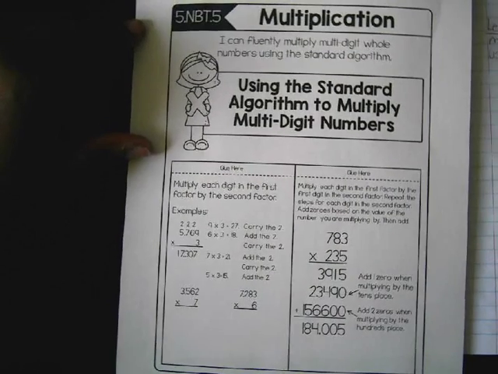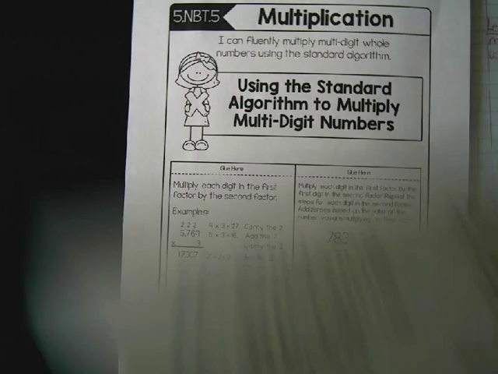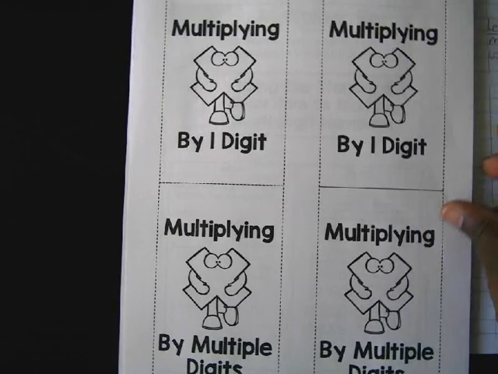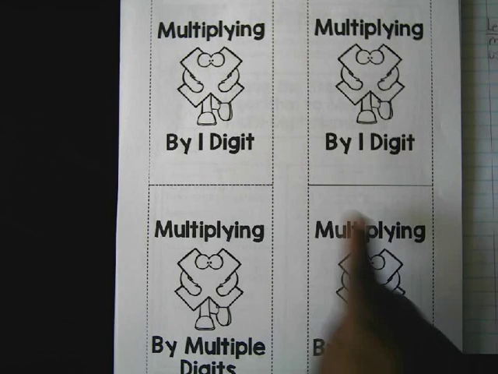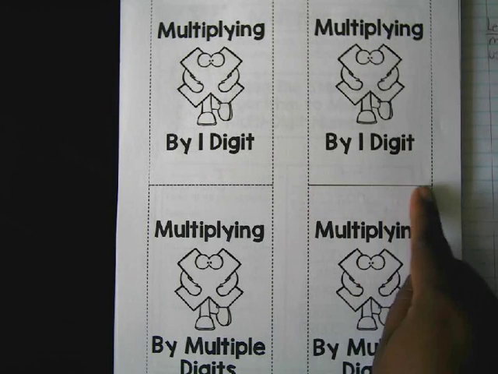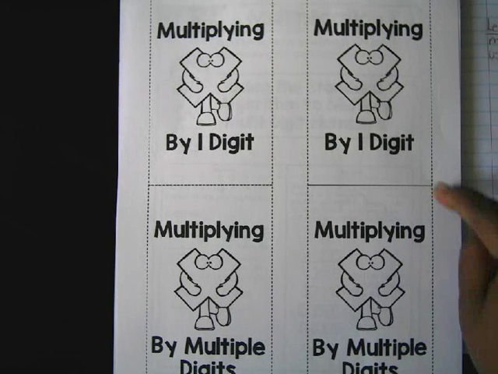Your second sheet should be this sheet right here, and you're going to cut along the dotted line. If you see a straight line that is not dotted, and it's a bold, solid line, you do not cut on that line. You only cut along the dotted line portion.